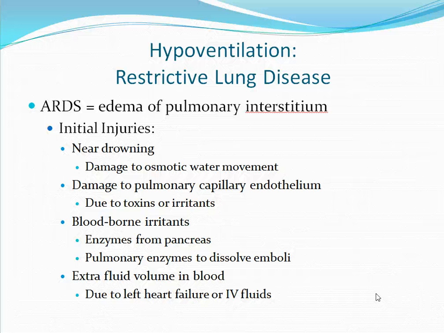Blood-borne irritants could be present due to enzymes from the pancreas or from pulmonary enzymes that are produced in an attempt to break down fat emboli. Extra fluid volume in the blood could also cause this. This extra fluid could be the result of a failing left heart, or it could be due to the administration of IV fluids which overload the pulmonary vasculature. Both of these would cause pulmonary hypertension.